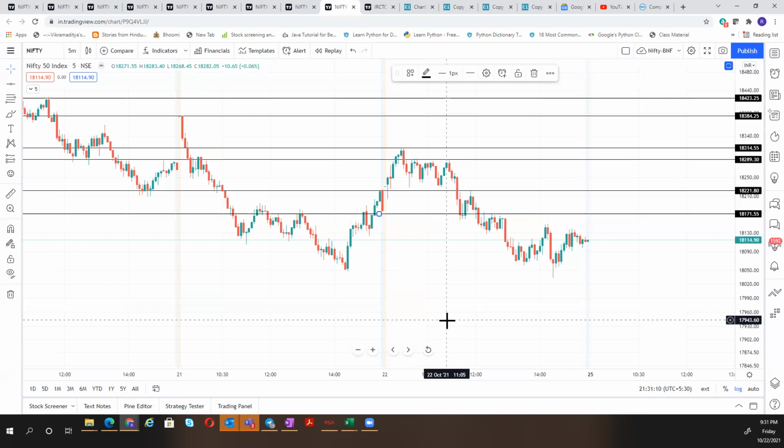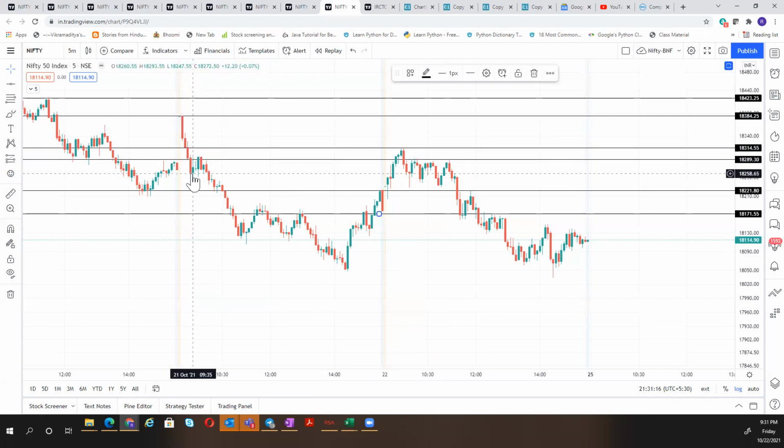Now watch this. This is a selling area for me. Why is it a selling area? Because sellers decided to take the price down. I again explained here, bulls try to stop the price here, kind of pull back sideways, not convincing.